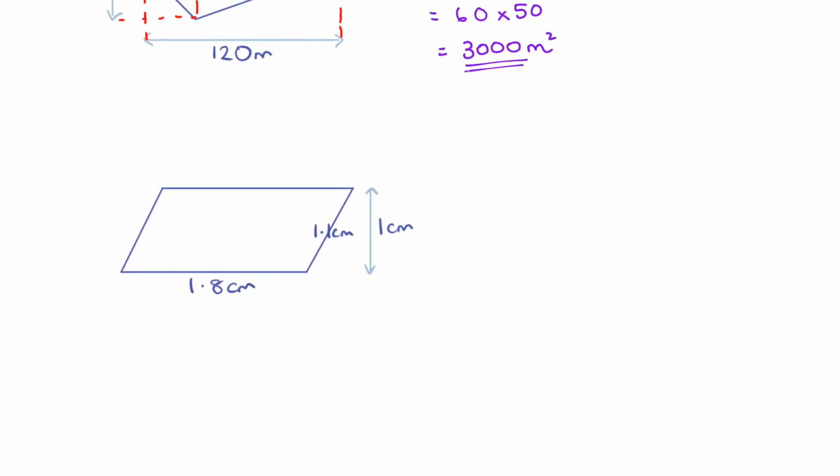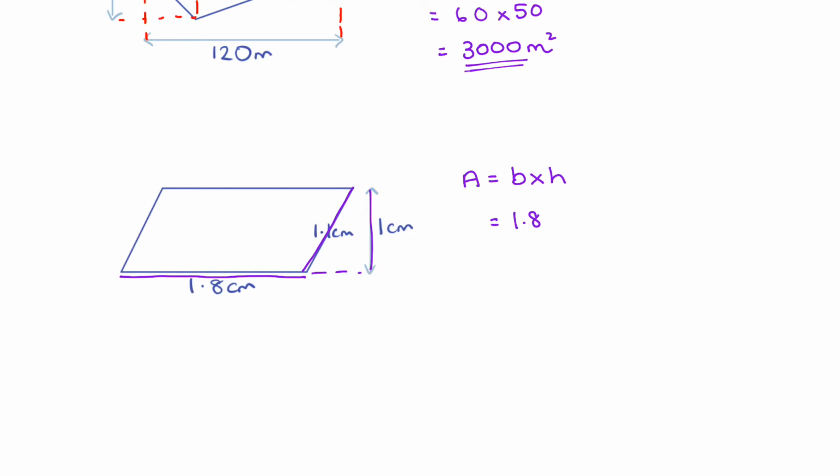Okay, and our last question for today, so it's just been a wee short recap today. Our last question is a parallelogram. So remember, the formula for a parallelogram is base times height. So we can see that the base is 1.8 and the height, well, it's either 1.1 or it's 1.